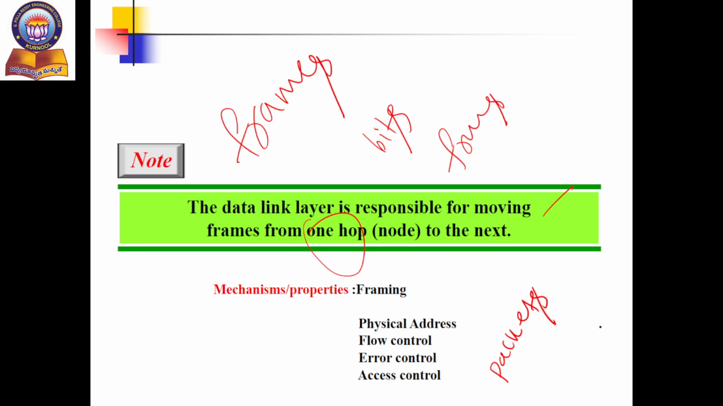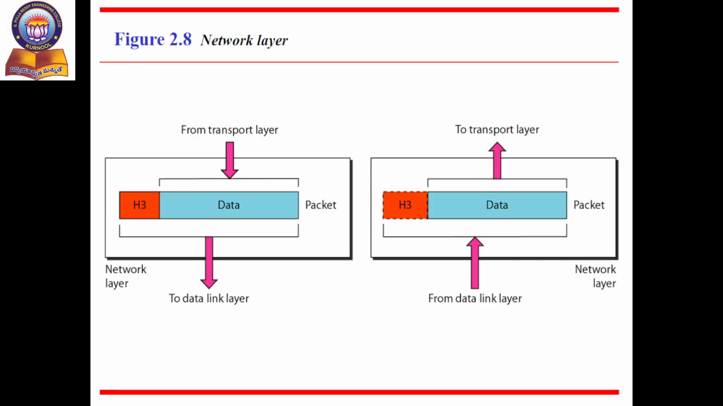So what are the main mechanisms here? One is framing, and then physical address, flow control, error control, and access control. And the next one is the network layer. This is the network layer. On top of the network layer is the transport layer. Below the network layer is the data link layer.